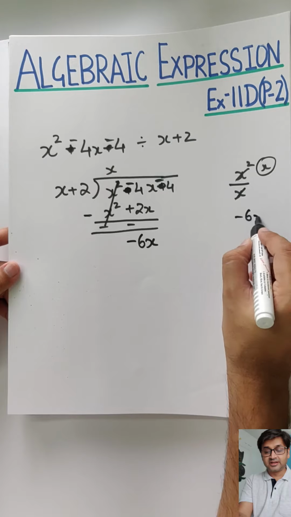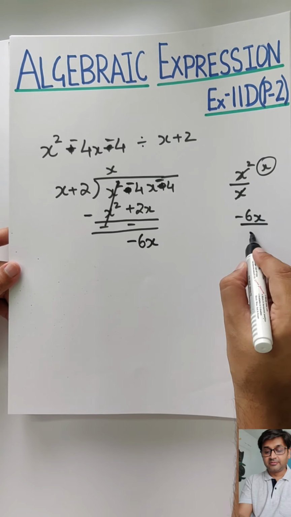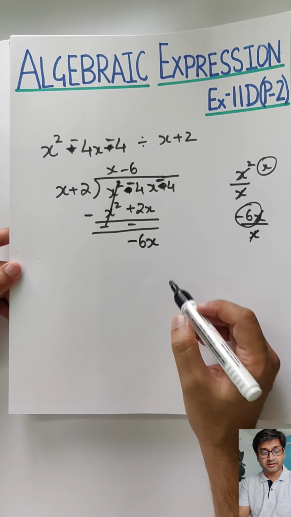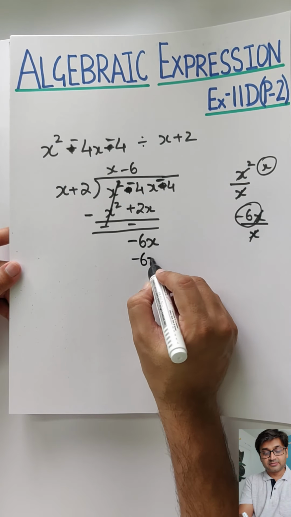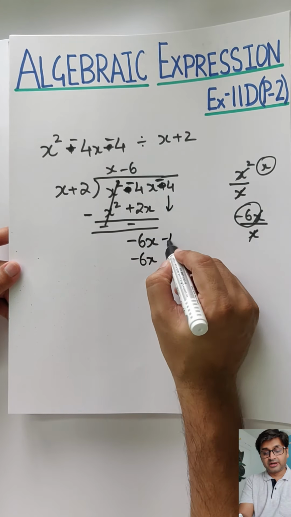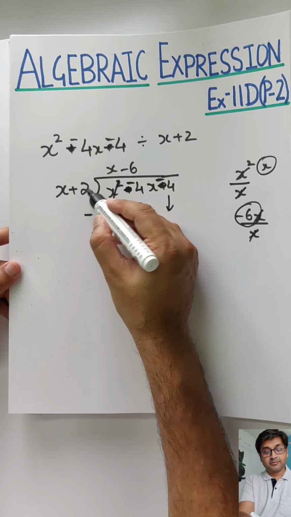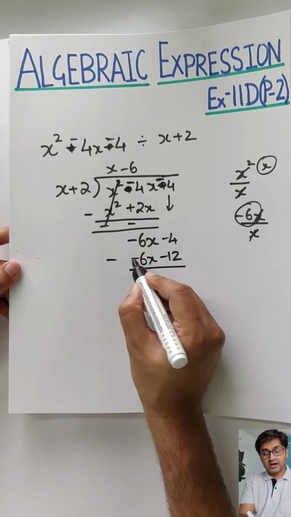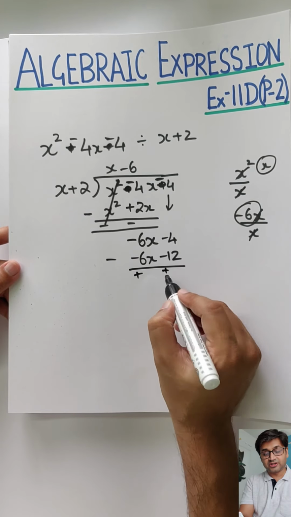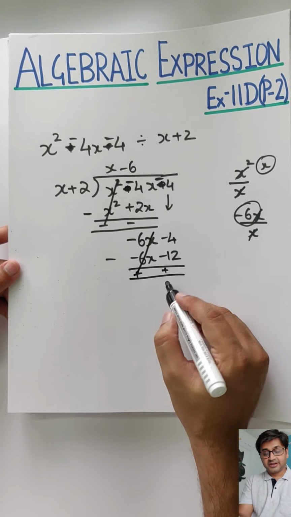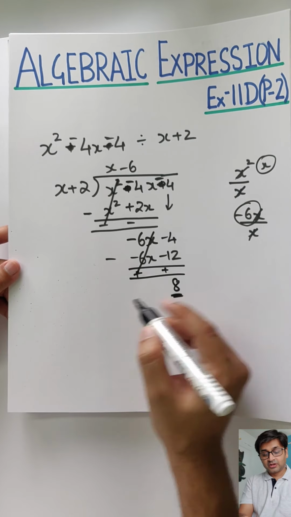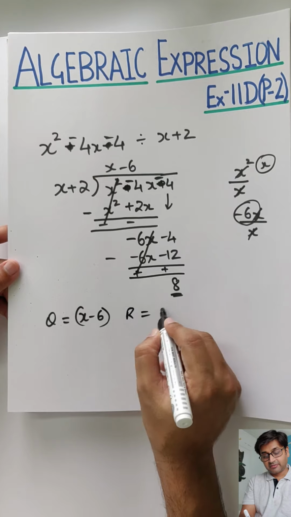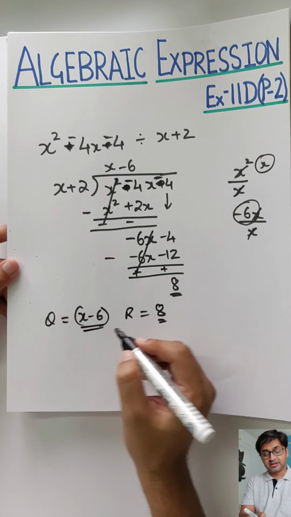So now write this again, minus 6x divided by x. X cancels. What's left is minus 6, which you will write here. So minus 6 into x, minus 6x. Get this one down, so minus 4. And multiply these two also, so plus into minus, minus 12. Against minus, so signs change, cancels, and here I will get plus 8. So therefore my quotient is x minus 6 and my remainder is 8 in this case.